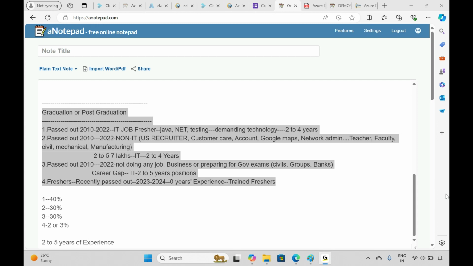2, 2. So in this demo session, I have seen category 2 people are more. Category 2 people means they want to switch their career from non-IT to IT.